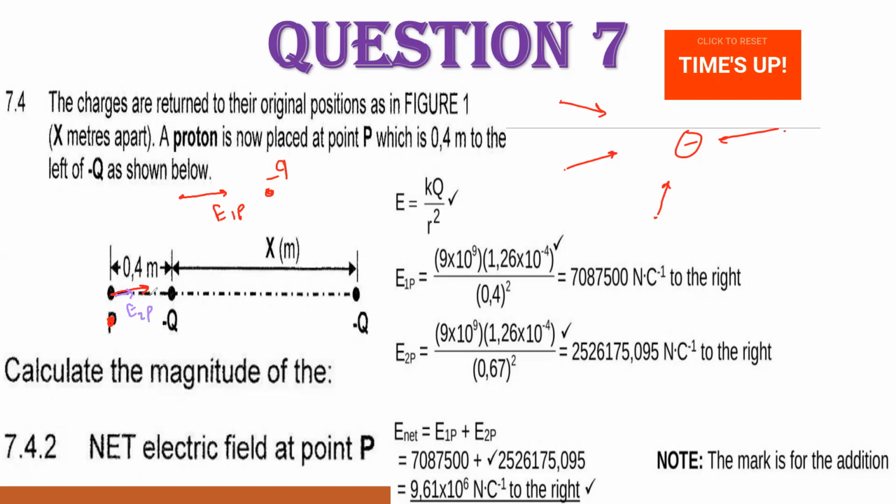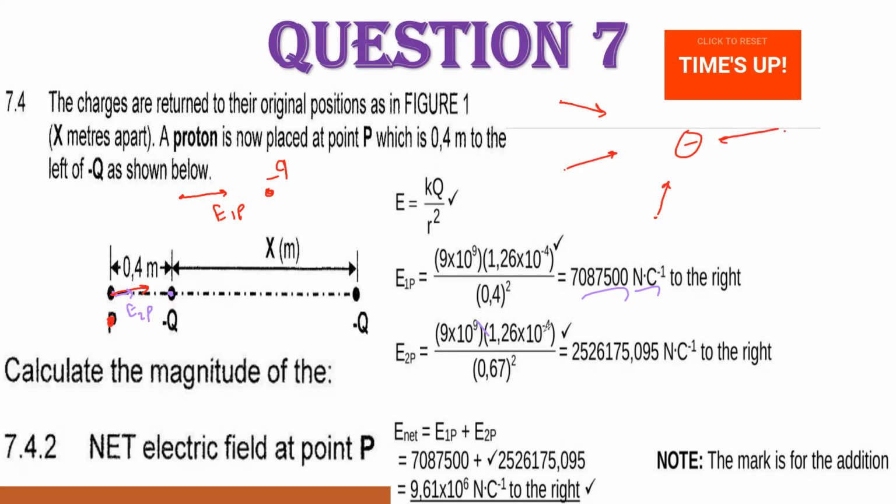So what we are going to do is calculate and add them. Firstly, k is 9 times 10 to the power of 9. Q we calculated already, and the distance is 0.4. As you see, the distance from the first charge to the point is 0.4, and we calculate. The unit is N per coulomb, newtons per coulomb. Another formula is force over charge. We can use that one too.